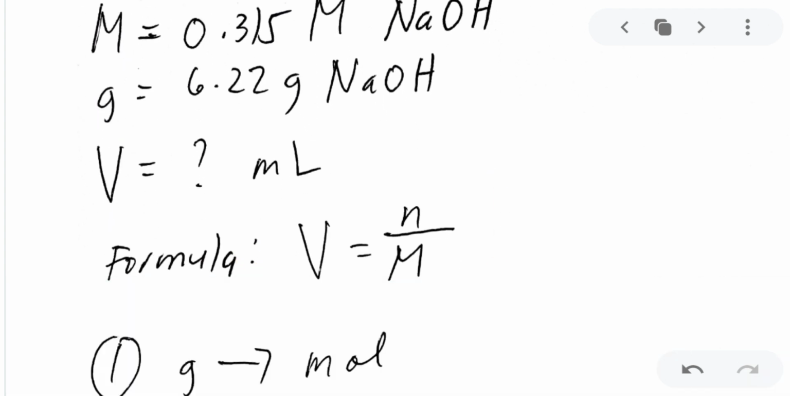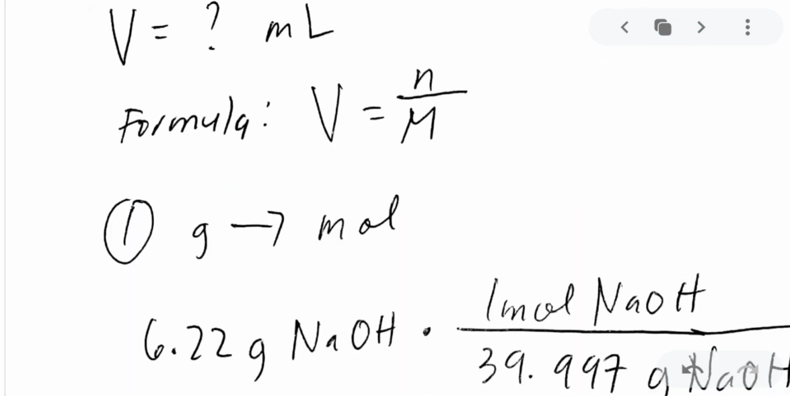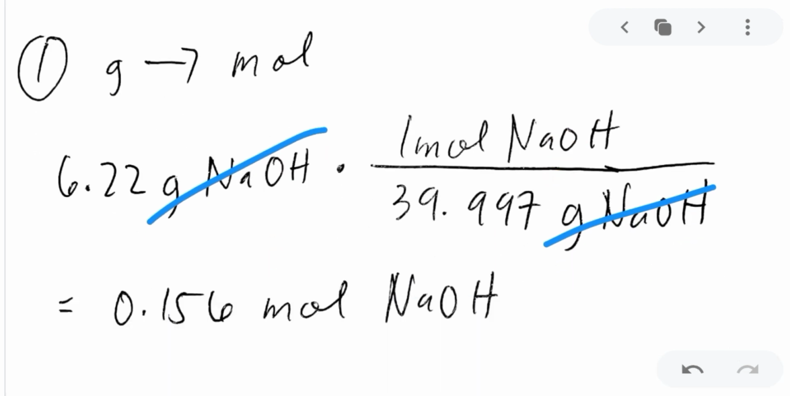The formula that we will be using here, since we are asked to find the volume, is volume is equivalent to the moles of solute per the molarity. But the first thing that we need to do in order to perform this operation is to convert the grams into moles. So, converting 6.22 grams into moles: the molar mass of NaOH, or sodium hydroxide, is 39.997 grams. The conversion factor has grams at the bottom so we can cancel the gram unit, leaving the mole unit. So, 6.22 times 1 over 39.997, you will have 0.156 mole of NaOH. This is your mole value now.